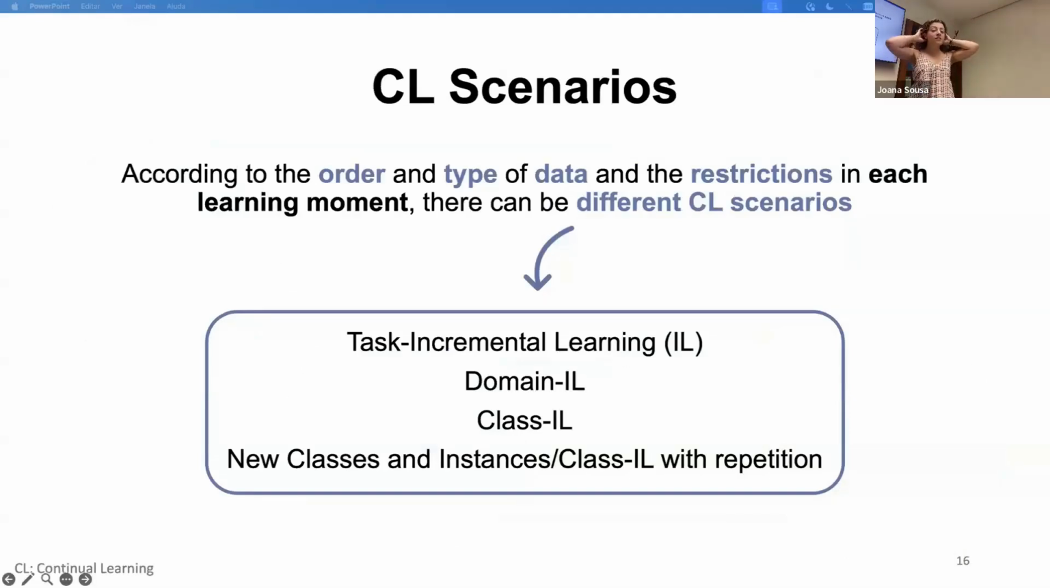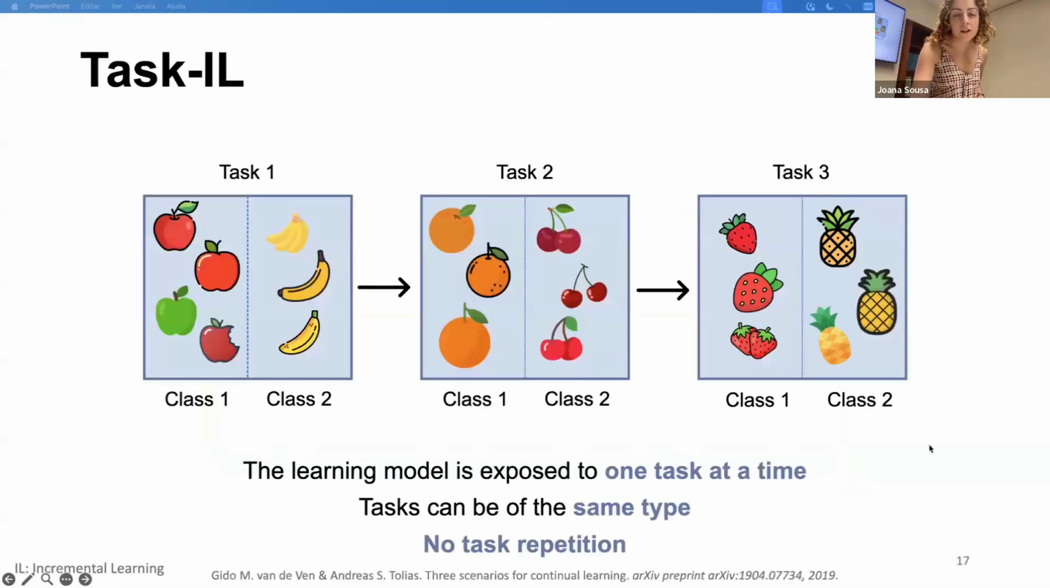Now going to the continual learning scenarios. Because we have a continuous stream of data, according to the order and type of data and the restrictions in each learning moment, and in this case I define a learning moment as the cycle of the continual learning paradigm of data, training, and then deployment, there can be different continual learning scenarios. We can have task incremental, domain incremental learning, class incremental learning, and new classes and instances, also known as class incremental with repetition.